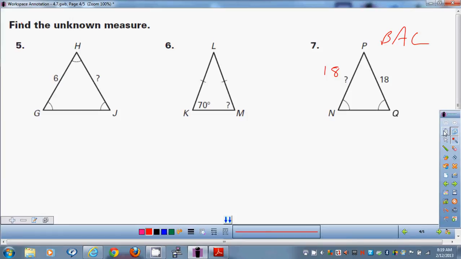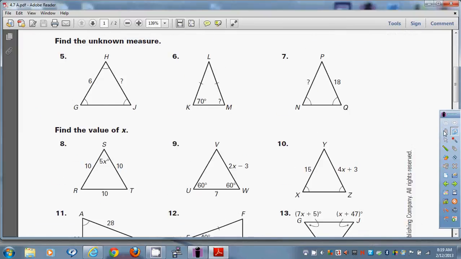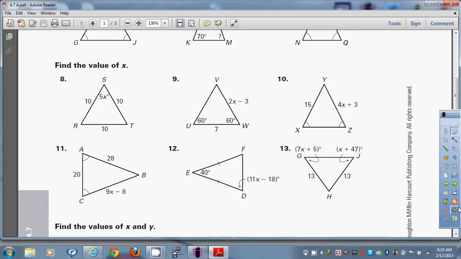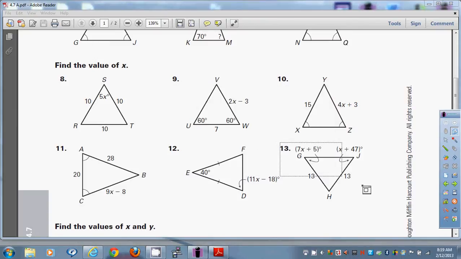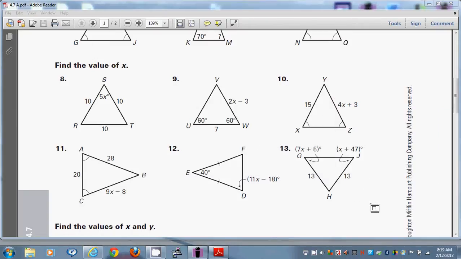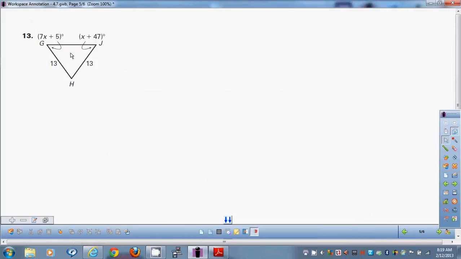Alright. Pick one, 8 through 13. We're finding the value of x. 13 definitely looks the hardest. Now, this is straight from your assignment, so you'd be very foolish not to be writing this down as we do it. Number 13. Now, somebody raise your hand and tell me what I can assume about those two angles.